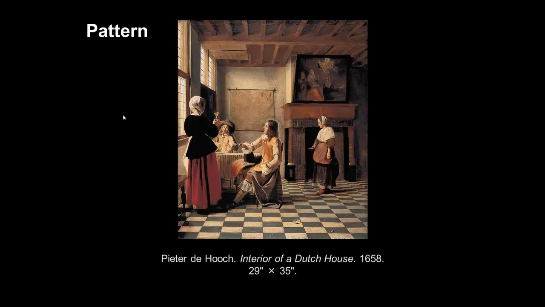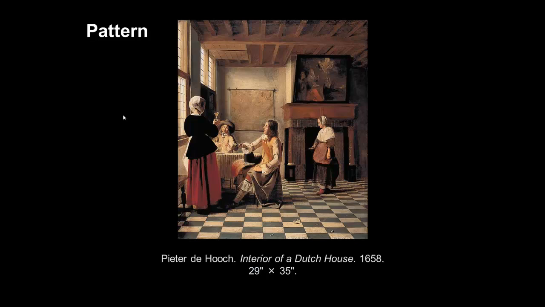Another way to create balance between unity and variety is the use of pattern. Pattern is basically the repetitive ordering of design elements. And so here the patterns of the floor tiles and windows play off against the larger rectangles of the map, the fireplace, and the ceiling, unifying this entire structure or composition of the painting.